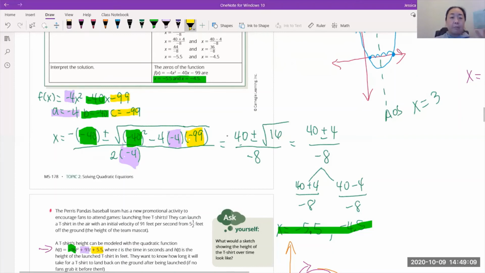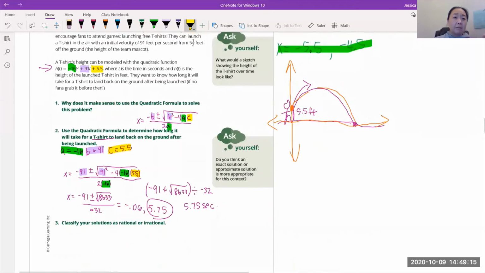What's the opposite of whatever B is? In this case, if B is negative, then you're going to end up with a positive number. If B, like in this case, is positive, you're going to end up with a negative number. Make sense? And again, please make sure you do that inside of the radical. That's going to be 8,633. Once you do that, then you can do -91 plus the square root of 8,633, divided by -32.